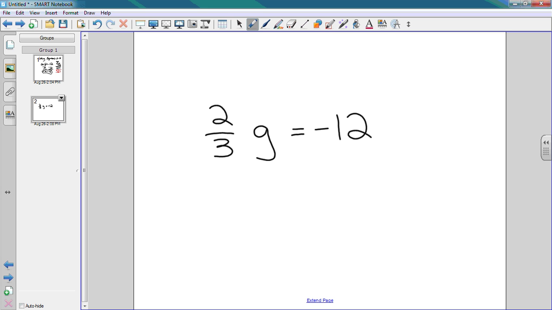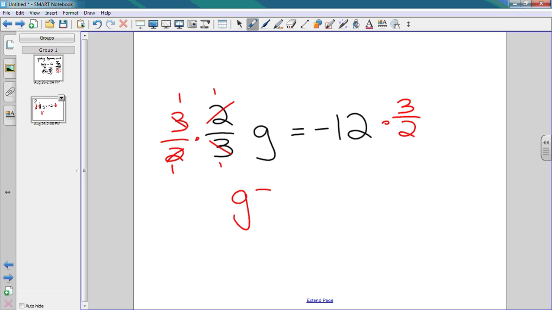So here's what I'm going to do. I'm going to multiply by 3/2 on both sides. The reciprocal of 2/3 is 3/2. That helps you skip a step. Now in this case, if I cross reduce because I'm multiplying fractions, these all just cancel out and I'm left with 1g, which is just g.